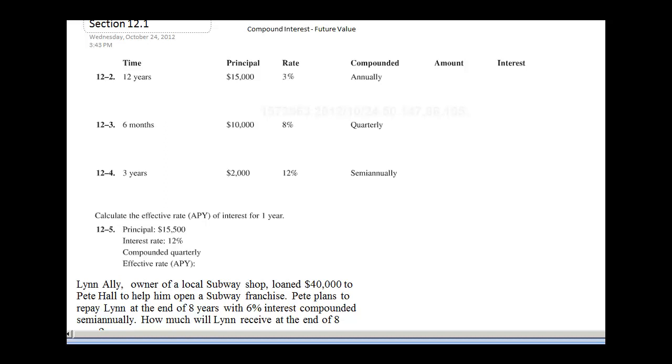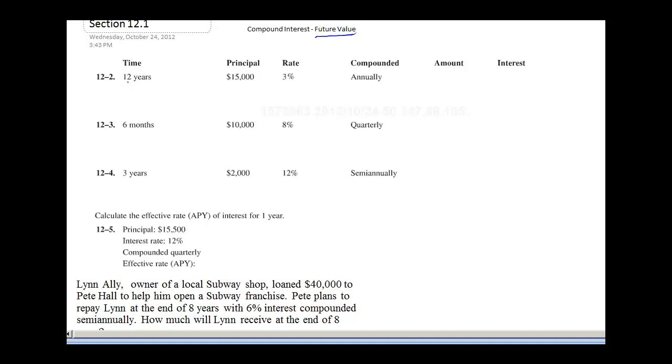These problems are from section 12.1, which deals with compound interest future value. So these problems answer the question, if I invest or borrow a certain amount of money today, what will it be worth in the future? So you want to use a future value table to answer these questions.